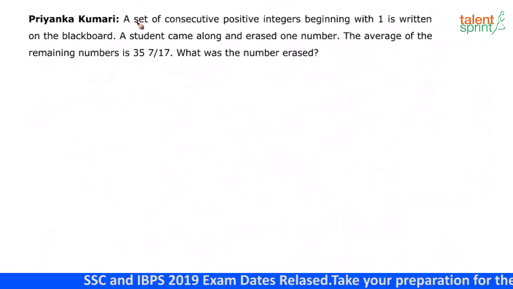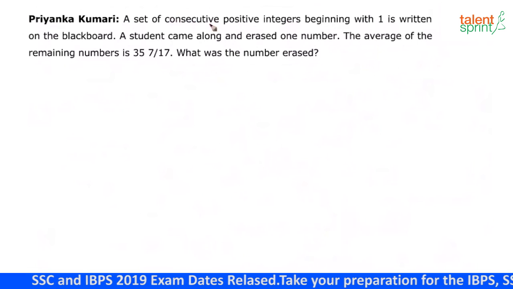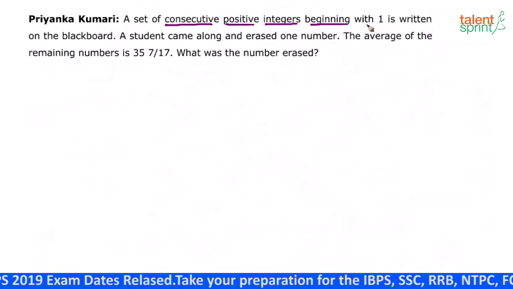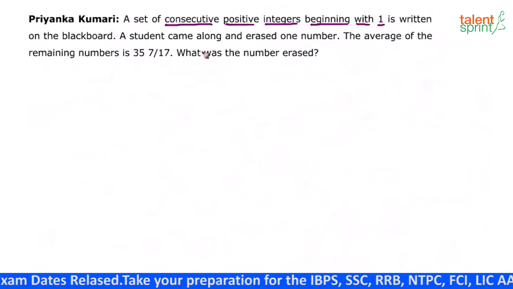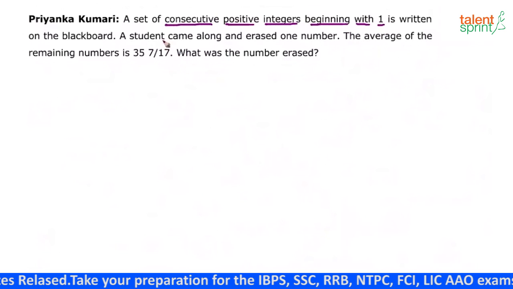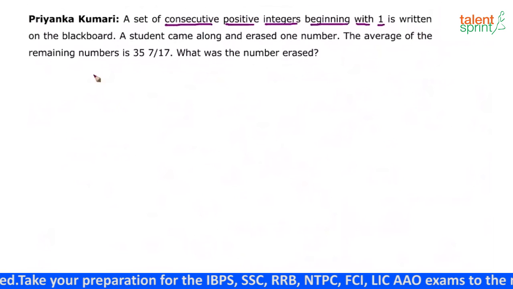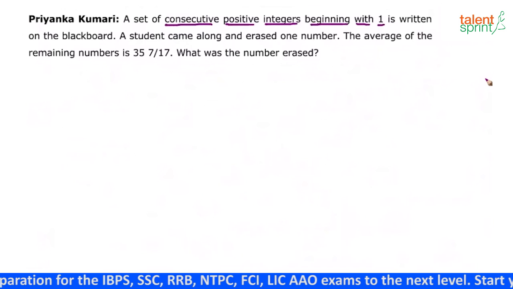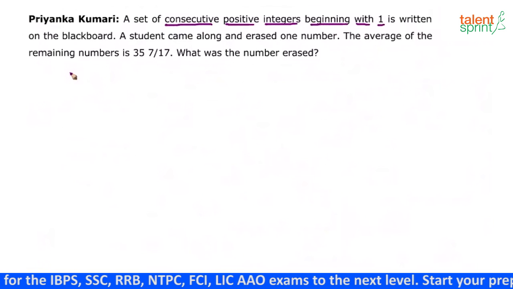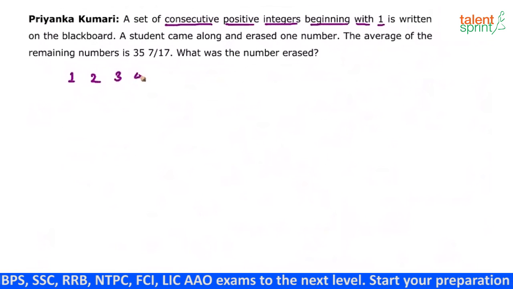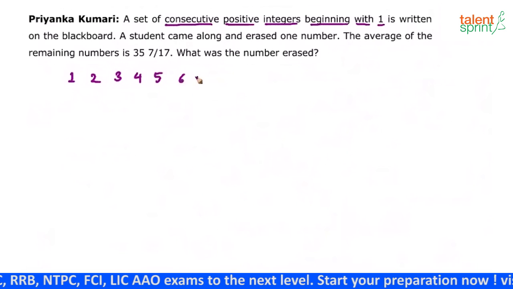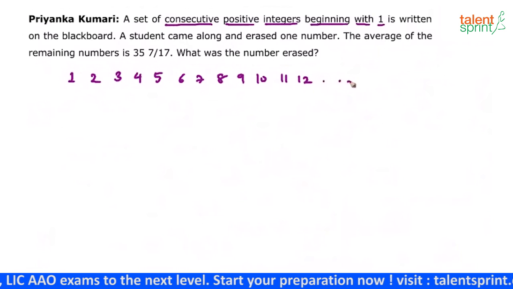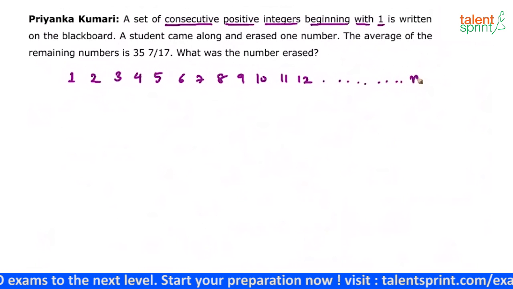So basically, a set of consecutive positive integers beginning with 1 is written on a blackboard. Consecutive positive integers beginning with 1 would be what? 1, 2, 3, 4, 5, 6, 7, 8, 9, 10, 11, 12, and so on up to some value n written on the blackboard.